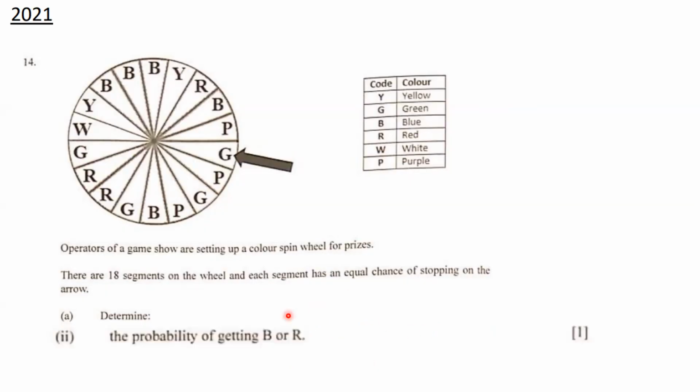Let's move on to the next question. We're going to figure out the probability of getting a B or R. How many B's do we have? This is 1 B, 2 B, 3 B, 4 B, 5 B's. So we have 5 B's over 18. I counted 5. Let me count that again, because here I have 4 for some reason.